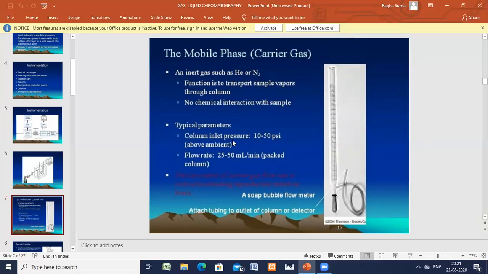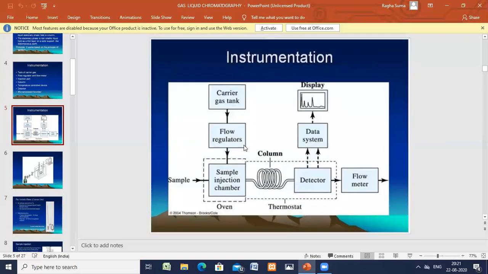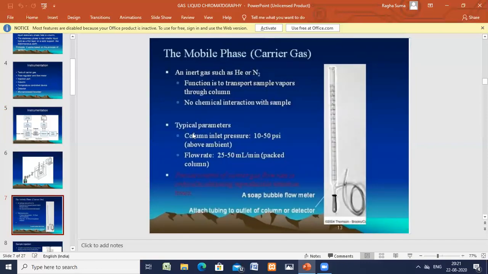Now the column inlet pressure, you have the control here, the flow regulators. The column inlet pressure should be 10 to 50 psi.